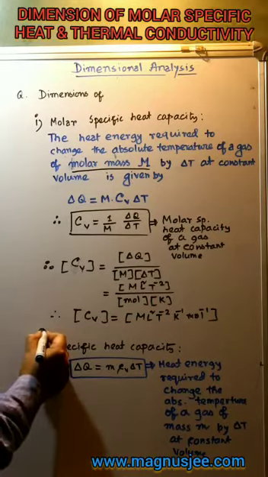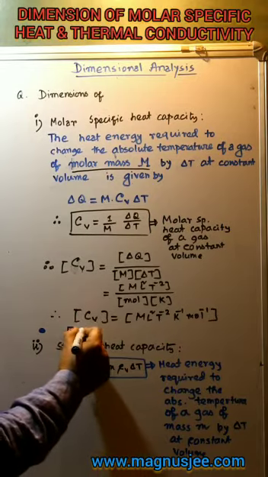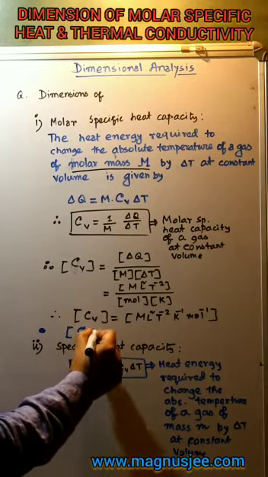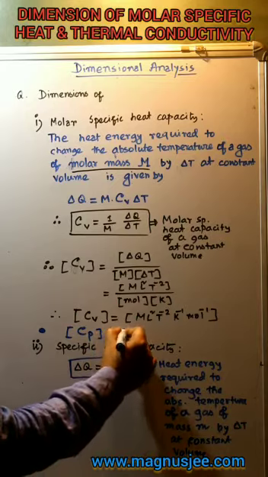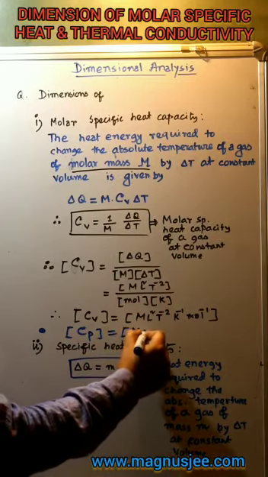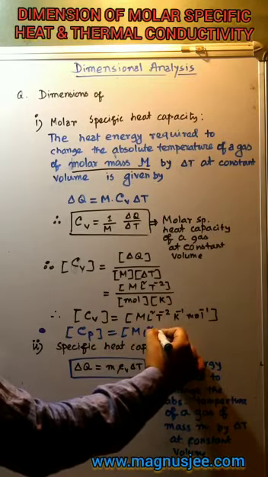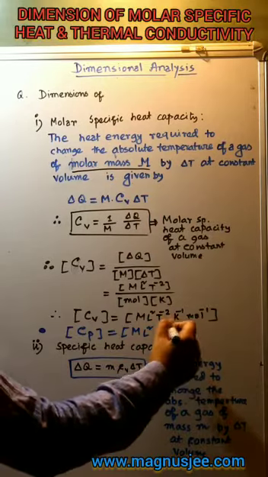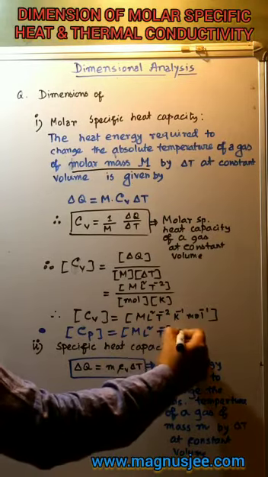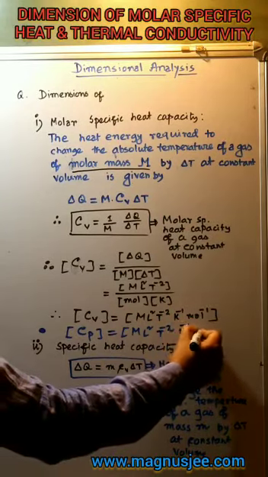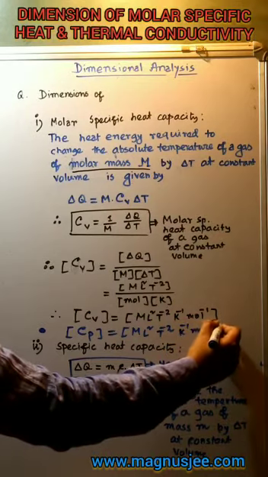Similarly, the dimension of molar specific heat capacity at constant pressure will be the same dimension: M L square T to the power minus 2 per Kelvin mole inverse.